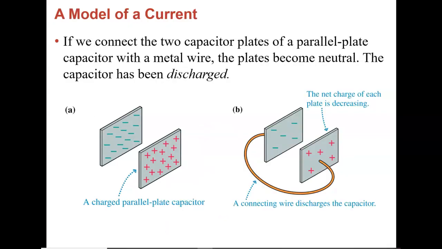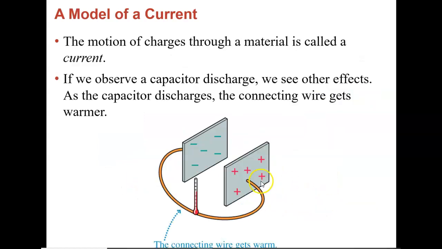So if we connect two of these plates that have charge on them, called a capacitor. Basically, you charge two plates that are near each other. The plates become neutral when the charge moves between them. So those charges have to move. Okay, so the motion of charge through a material is called current. You've probably heard this word before. So current is just the charge moving.